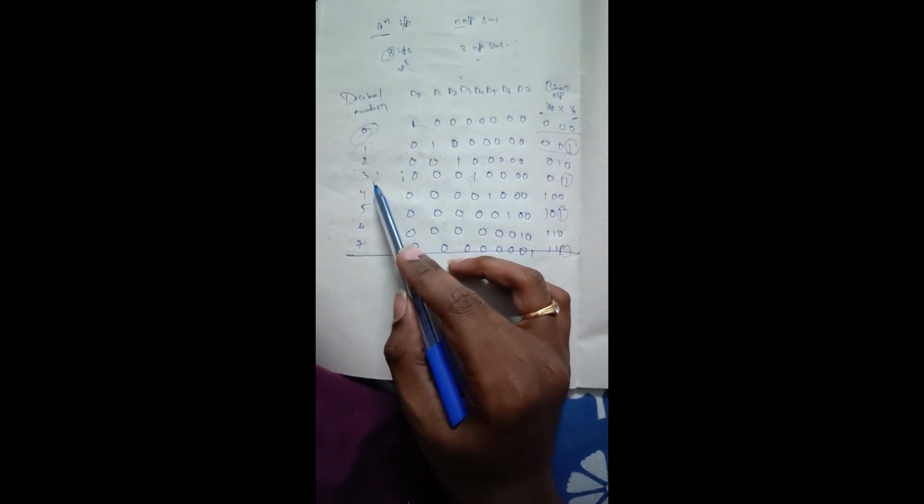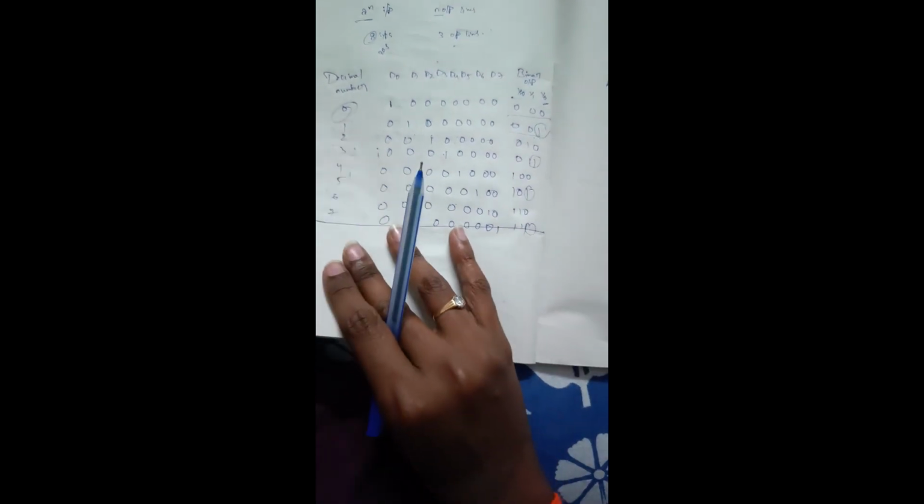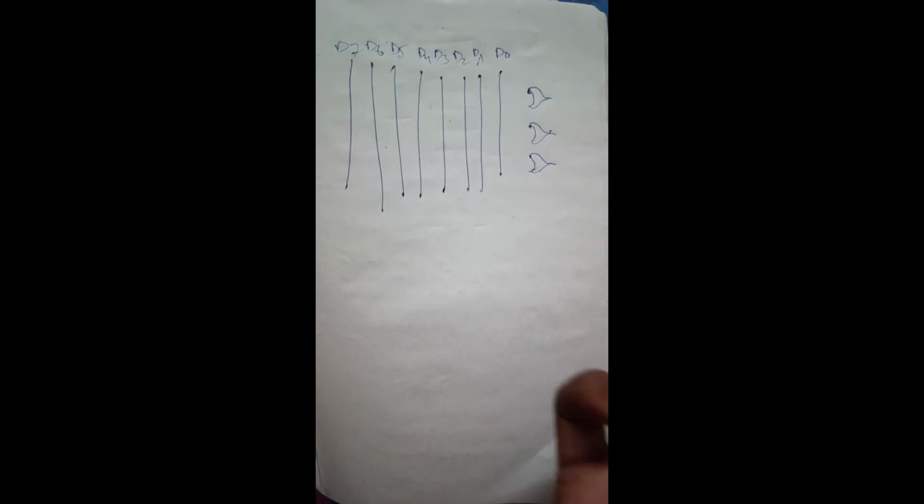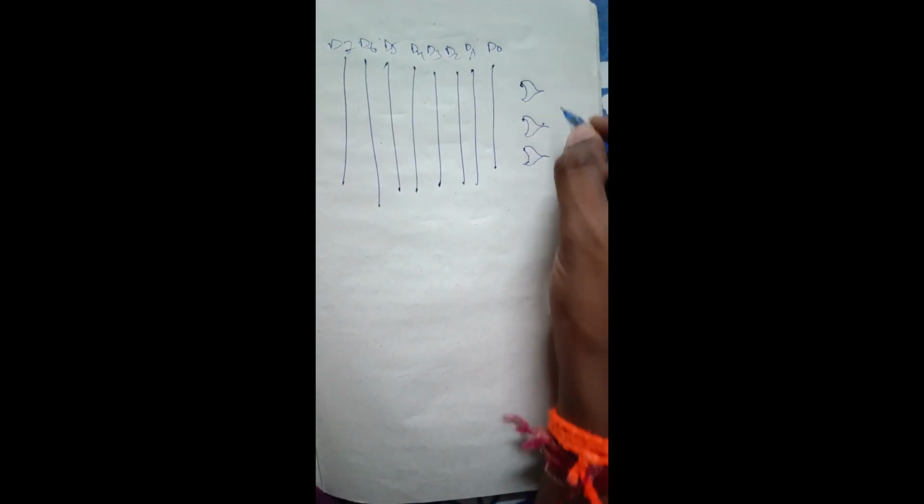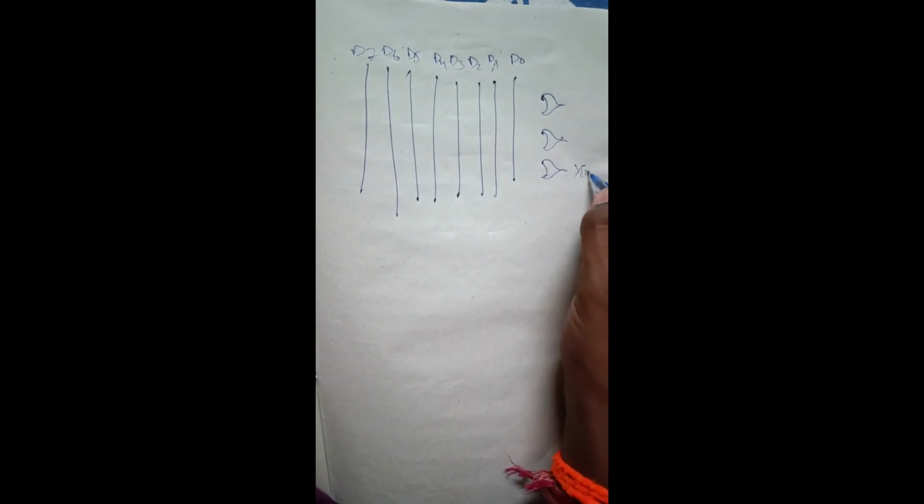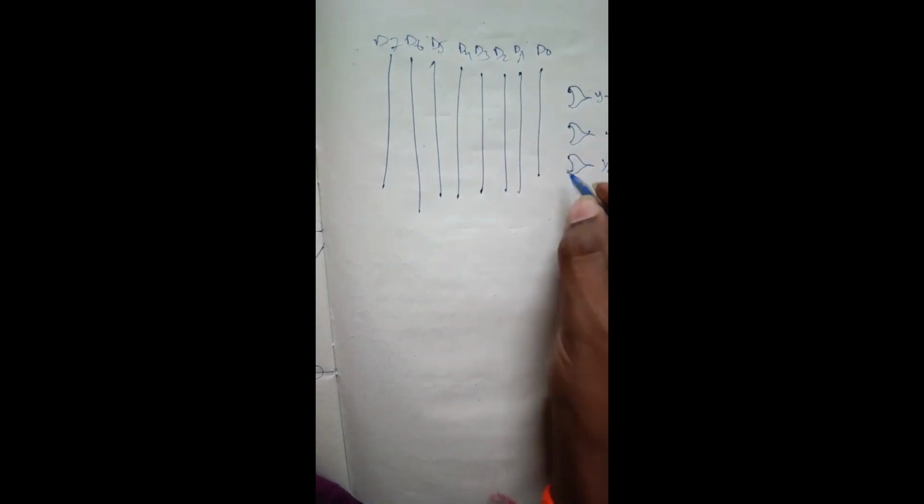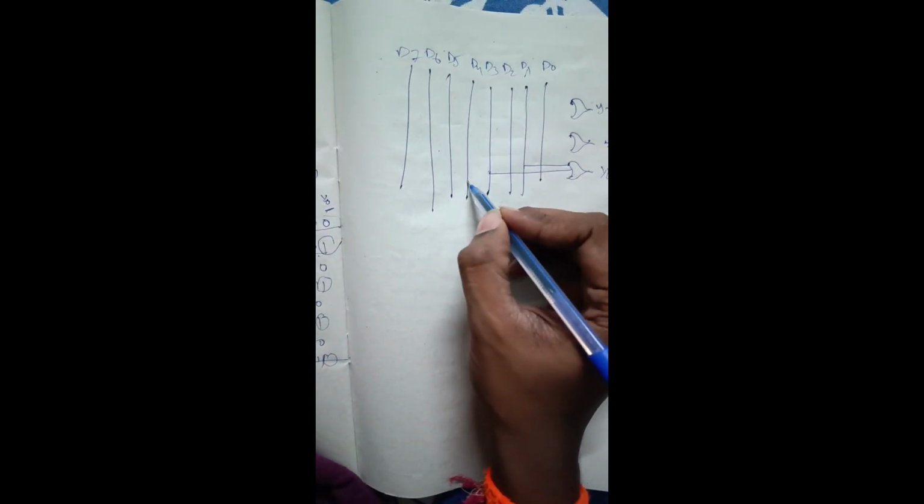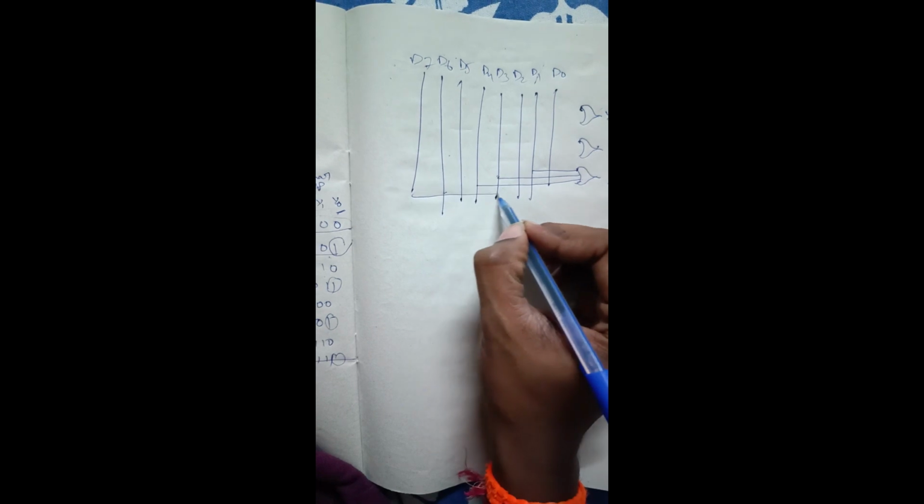Here you can see that for Y0, we get the ones here, here, here and here, right? So what are these numbers? 1, 3, 5, 7, right? So I will make this. Here I am writing this as Y0, this is Y1 and this is Y2. For Y0 what do we write? 1, 3, 5 and 7.